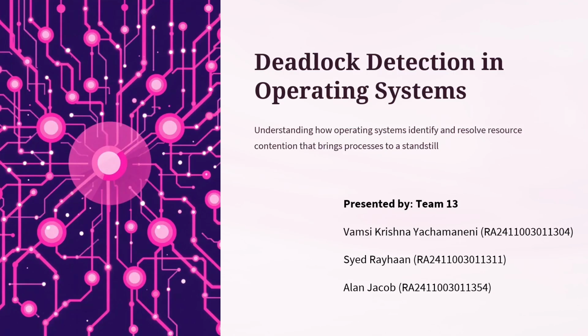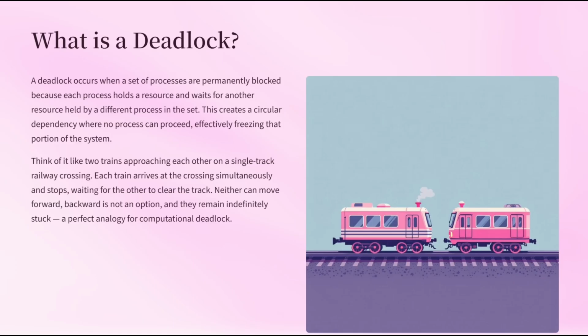Today our topic is deadlock detection in operating systems. What is a deadlock? Imagine your computer as a busy city with multiple processes working like cars on roads. Sometimes all the cars need to use the same intersection at the same time. When this happens, traffic comes to a standstill. In computing, this situation is called a deadlock.